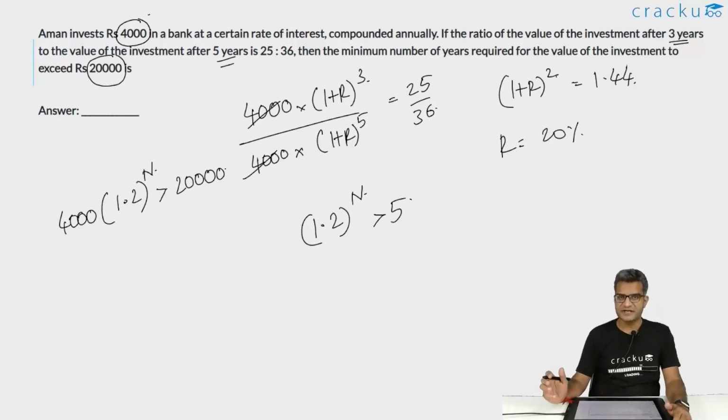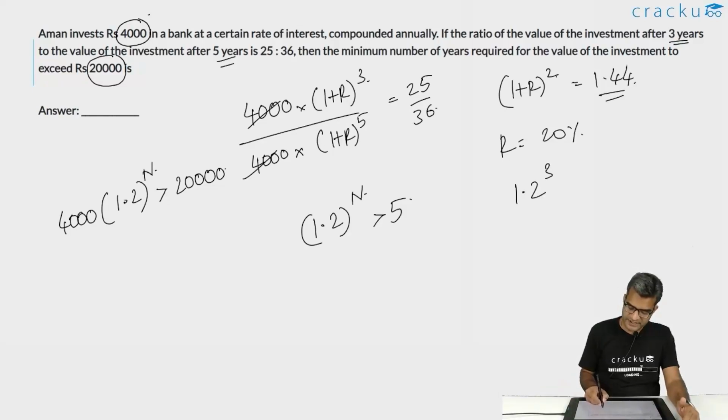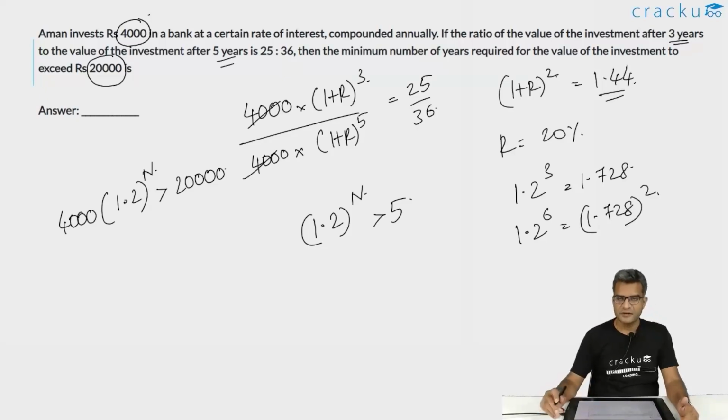You can use trial and error. To solve this kind of an equation, what I would normally do is, because I know that 1.2 whole square is 1.44, 1.2 whole cube is equal to 1.728. I would say that 1.2 whole to the power 6 is 1.728 whole square. I know that 1.7 whole square is 2.89 because 17 square is 289. So 1.728 whole square will be approximately equal to 3.